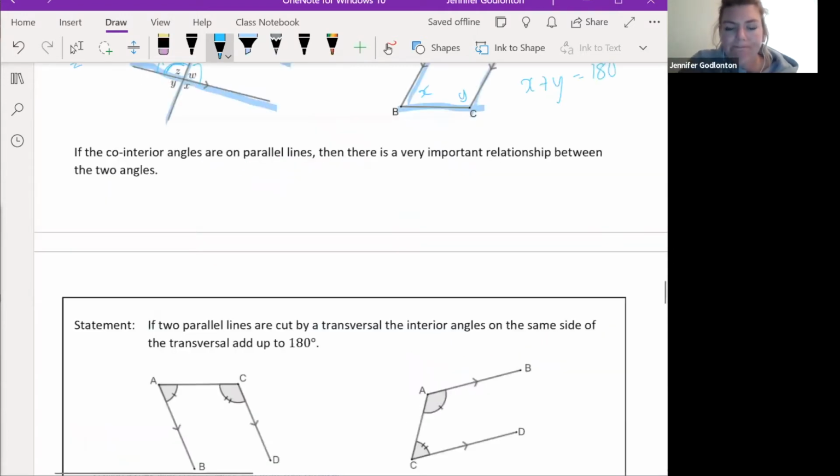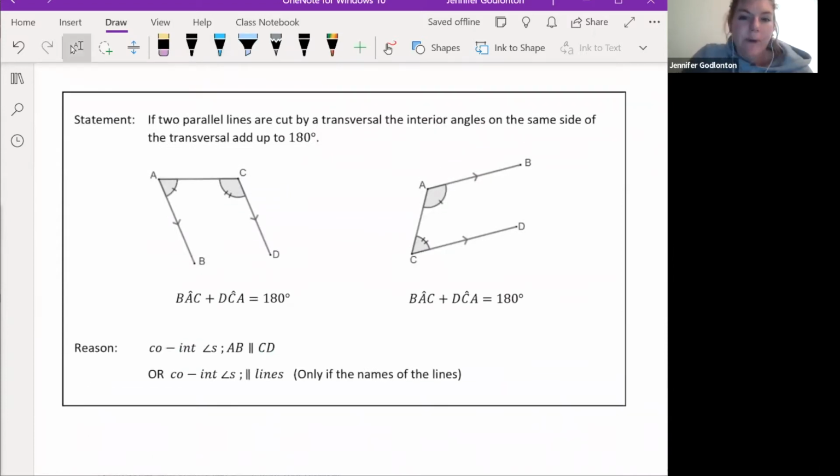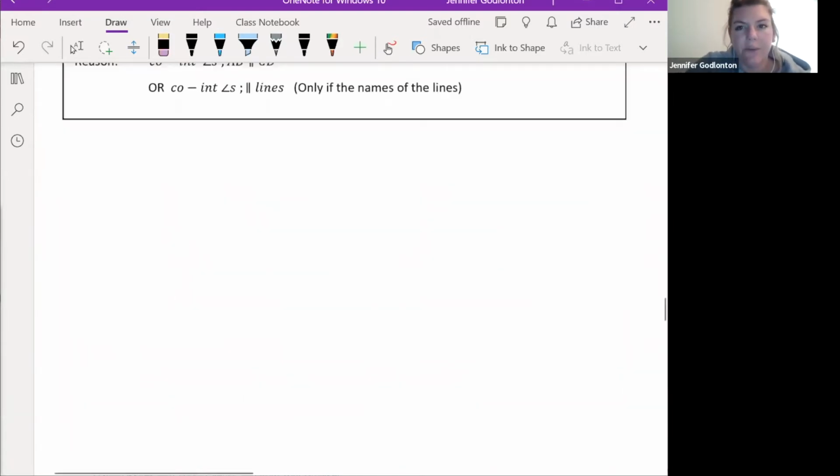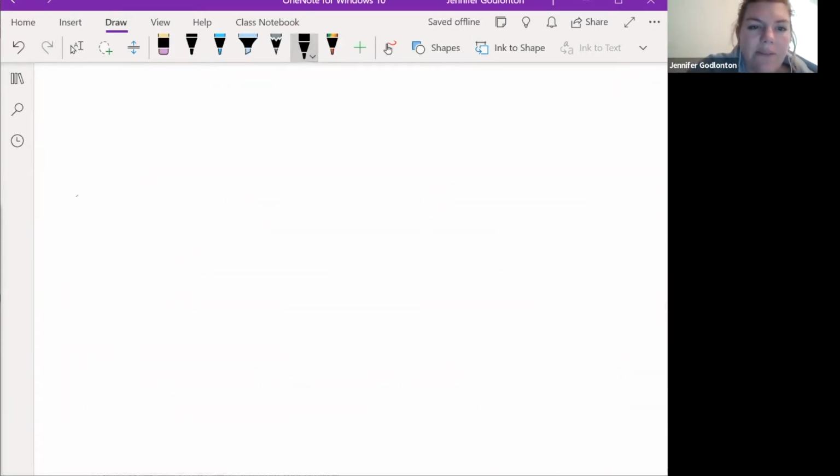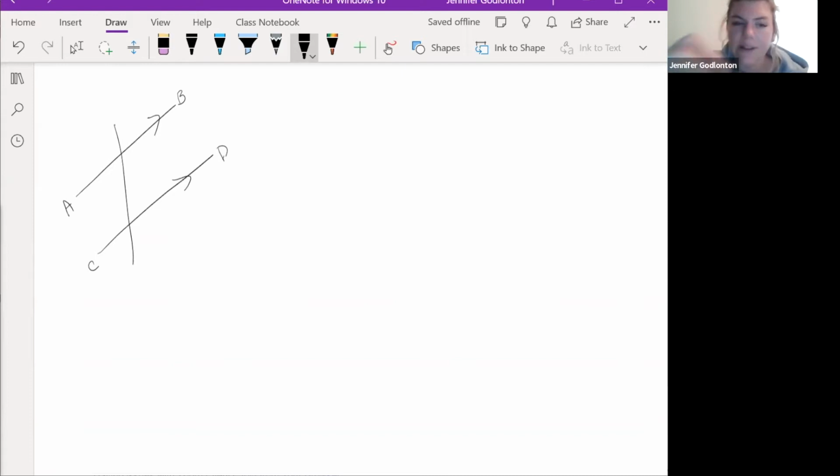All right. So when we do this, remember we've been learning these rules. We're going to write it as co-interior angles, and then we need to write which our parallel lines are. Now, I personally find it easier to say co-interior angles are equal to 180 degrees. I'm going to write that as an example here. I'm going to have two parallel lines. I'm going to say this is A, this is B, this is C, this is D. Okay, this line is parallel to that line. We know they're parallel because they've got the arrows.